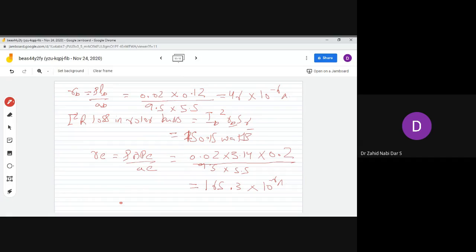Now in both the end rings, if you want to see the end ring loss, you can write 2 IE square RE, and these values you can substitute. IE square you have, RE you have, from here you have IE square, RE, you substitute these values, you get around 390 watts. Okay, I want you people to do this problem.